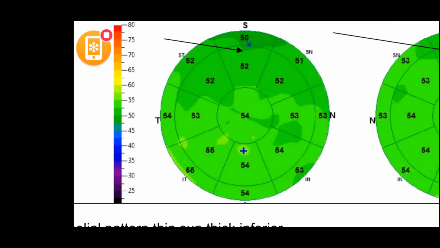So this is the epithelial map on a right eye, okay? The thinner the epithelium gets, the bluer it'll get, and the thicker the epithelium gets, the redder, the more orange it'll get. So first thing you want to see is the pattern of the epithelium. The normal pattern of the epithelium is that it is thin on top and thick below. That's the normal pattern.